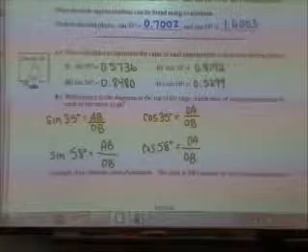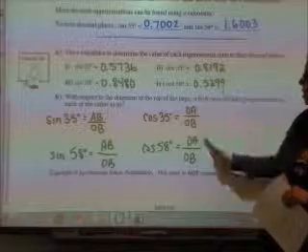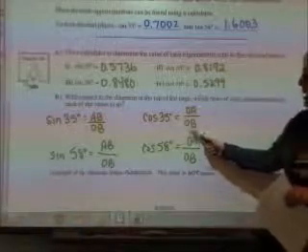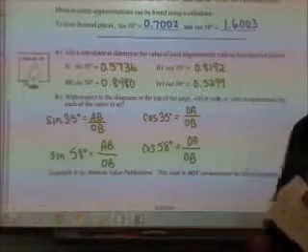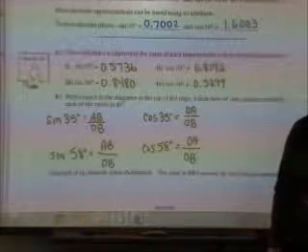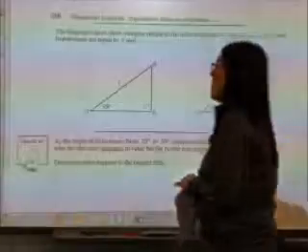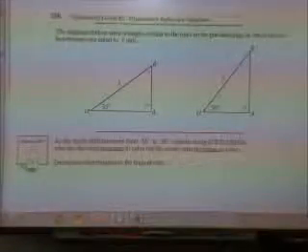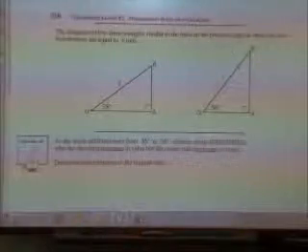So when we talk about cos 58 being 0.5299, what we mean is if we take the adjacent side length and divide it by the hypotenuse side length, we'll get this 0.5299. That's what that means. So let's say we drew two triangles. One had an angle of 35 degrees, one has an angle of 58 degrees. And we set the hypotenuse to be equal to 1 in both of them.